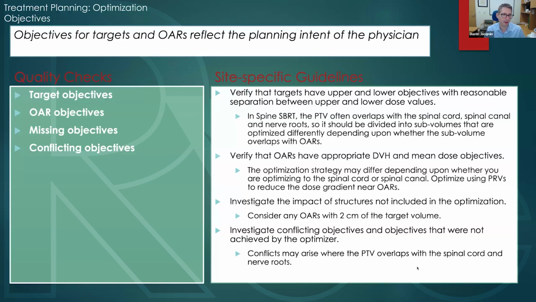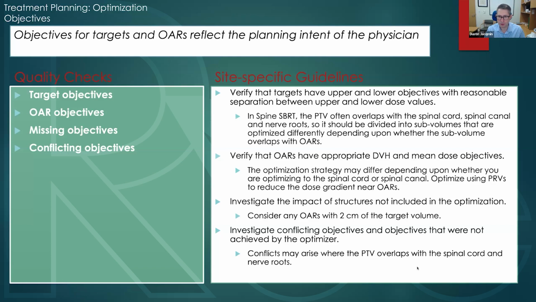One special characteristic of spine SBRT is that the PTV almost always overlaps with the spinal cord or the spinal cord PRV. And that means you're almost always planning in a way where you're trying to carve out certain areas and give them different doses. Your optimization strategy may depend upon whether you are optimizing to the spinal cord, that is the true cord within the spinal canal, or the full spinal canal.